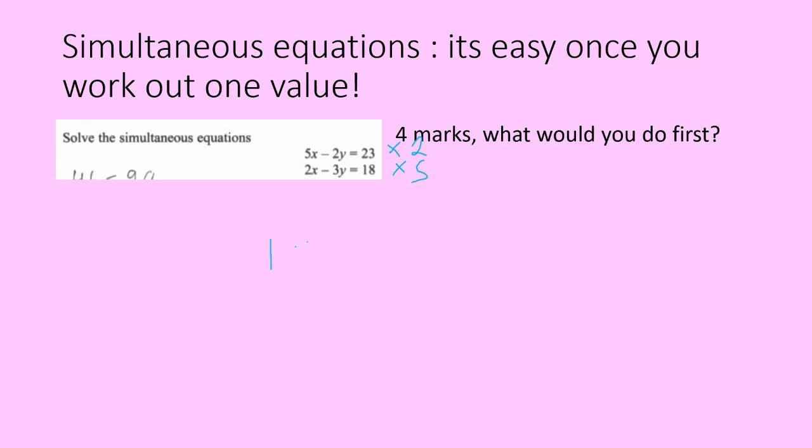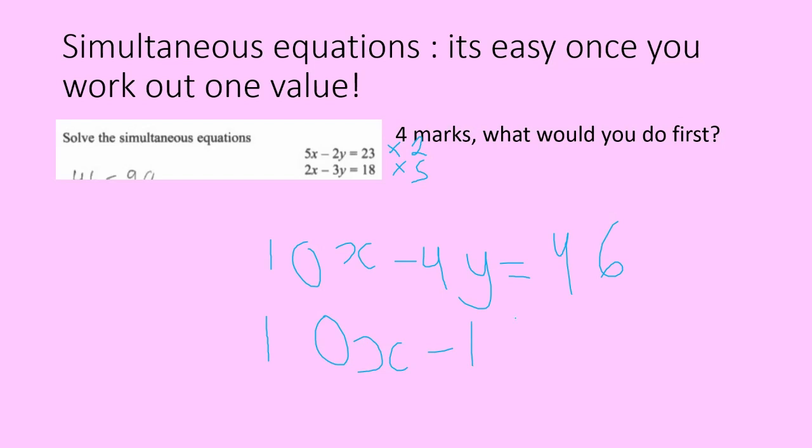So we get 10x minus 4y equals 46. And then we get 10x minus 15y is 90. Okay, so once we've got this, now we can cancel out my x's by the process of elimination. I'm just going to put a subtract there because I've cancelled my x's. Let me actually not do that because that's going to confuse you guys. But basically, we've cancelled out our x's.